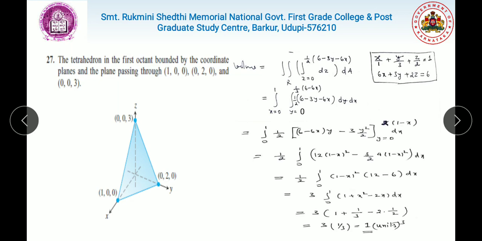Now integrate with respect to y. It is a simple task, you have an algebraic expression. Then substitute the limit for y. You simplify this and integrate with respect to x from 0 to 1. It becomes 1. So 1 cubic unit is the volume of this tetrahedron.